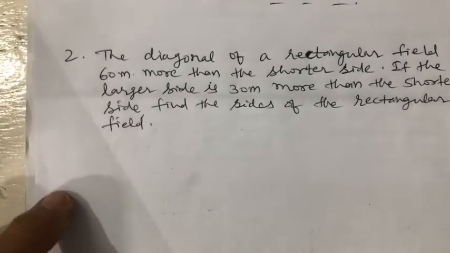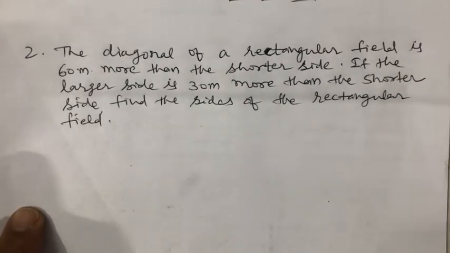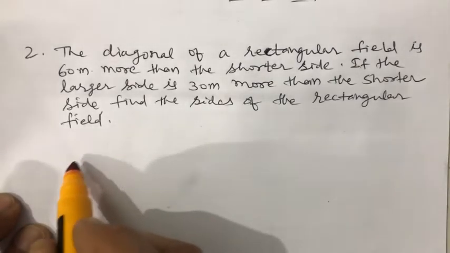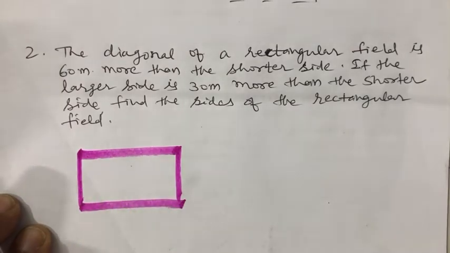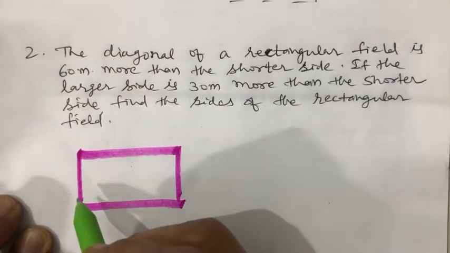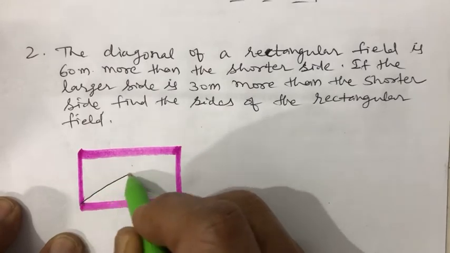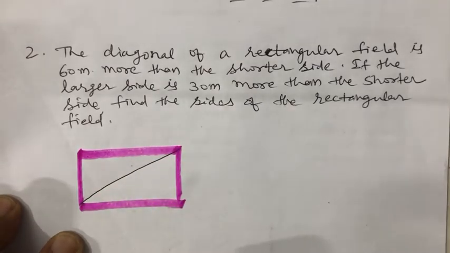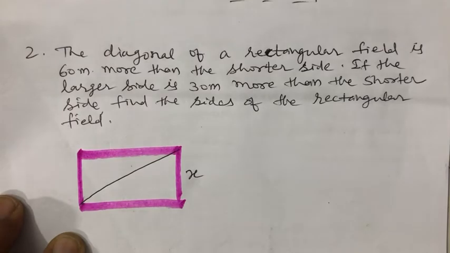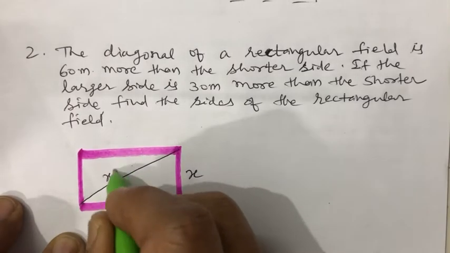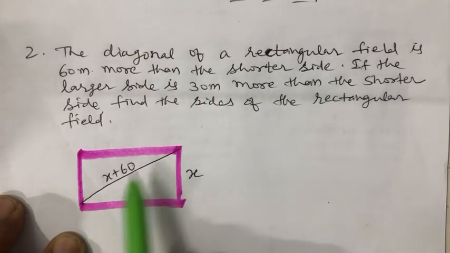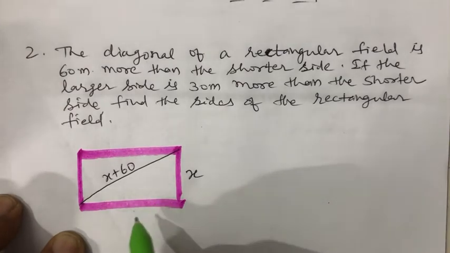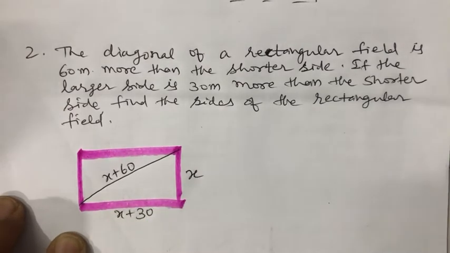The next sum: diagonal, that means rectangle, field. This is a rectangular field. The question says the diagonal of a rectangular field is 60 more than the shorter side. Suppose the shorter side is x. Then the diagonal is x plus 60. If the longer side is 30 meter more than the shorter side, that is x plus 30.